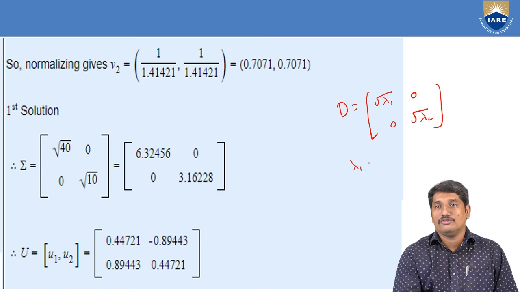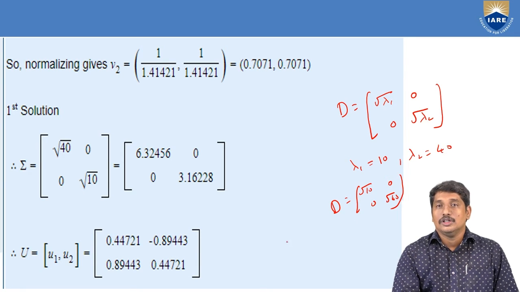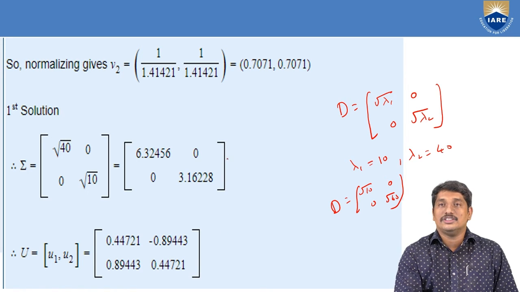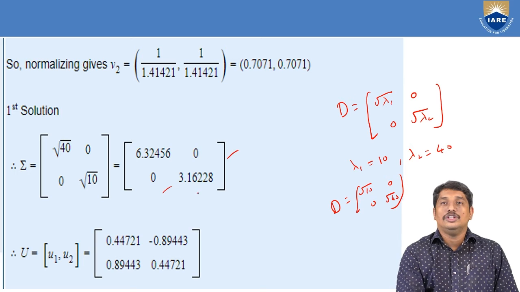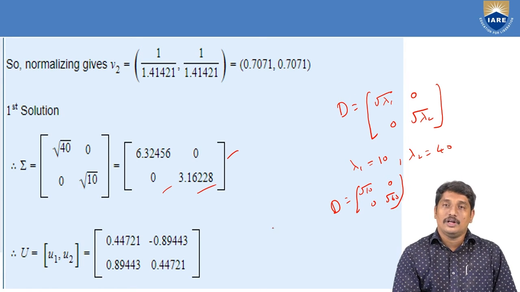Nothing but eigenvalues of A into A transpose. You get eigenvalue lambda 1 as 10 and another eigenvalue lambda 2 as 40. 10 comma 40 are our eigenvalues. So D becomes root 10, 0, 0, root 40, which is nothing but 6.32456, 0, 0, 3.16228. Okay, so this is our diagonal matrix.